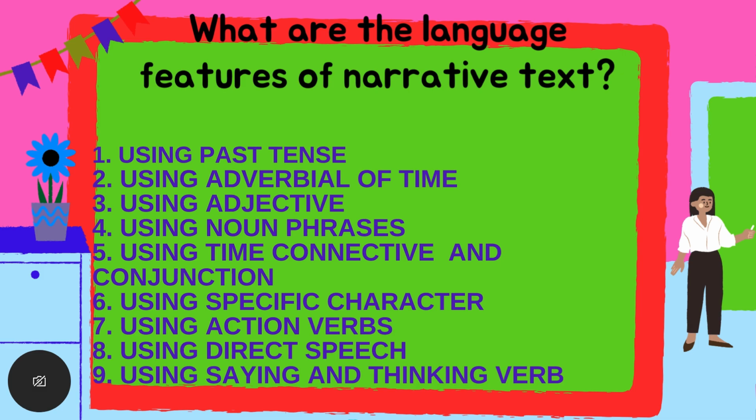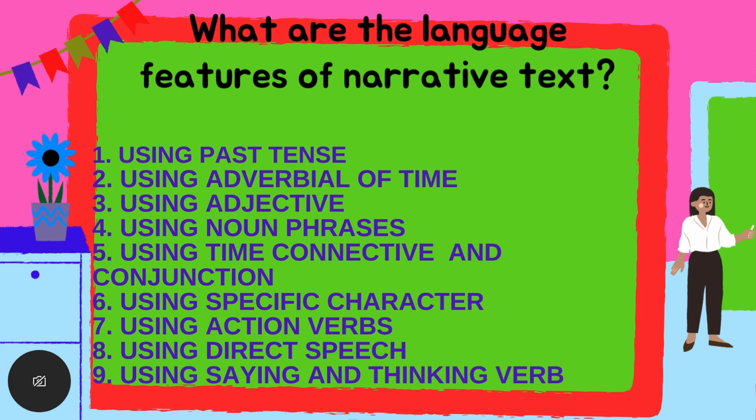Next, we will discuss the language features of narrative text. Do you know what the language features of narrative text are? Okay, the first is using past tense. Second is using adverbial of time. The third is using adjectives. The fourth is using noun phrases. The fifth is using time connectives and conjunctions. The sixth is using specific characters.